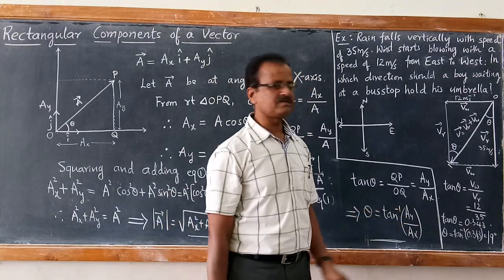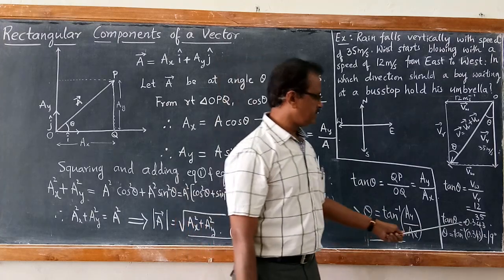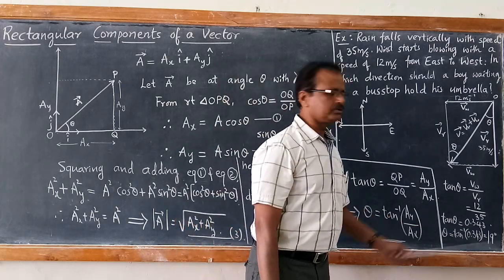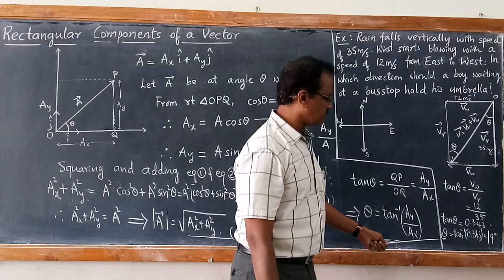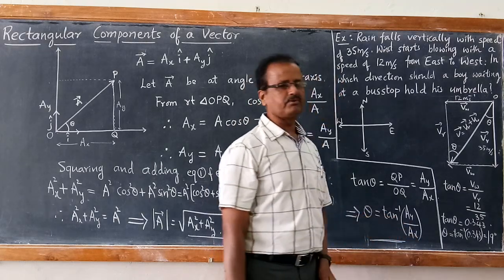After simplification, it becomes a fraction. In decimal, it becomes 0.343. So therefore, theta is equal to tan inverse of 0.343.